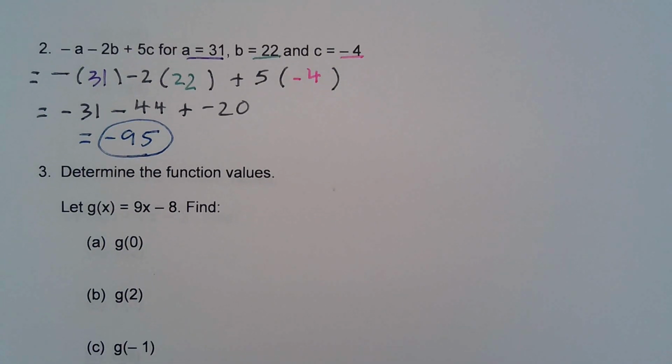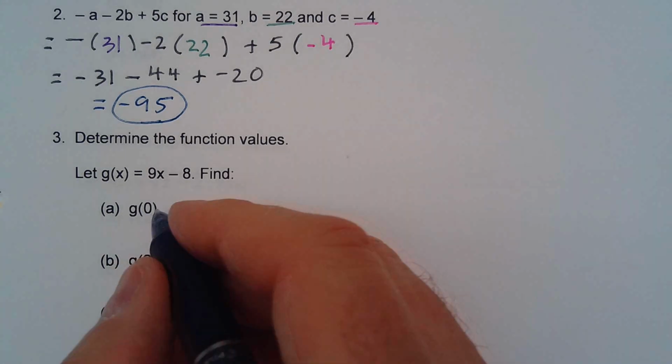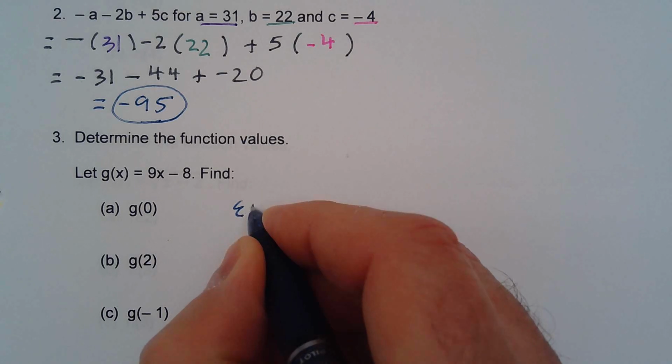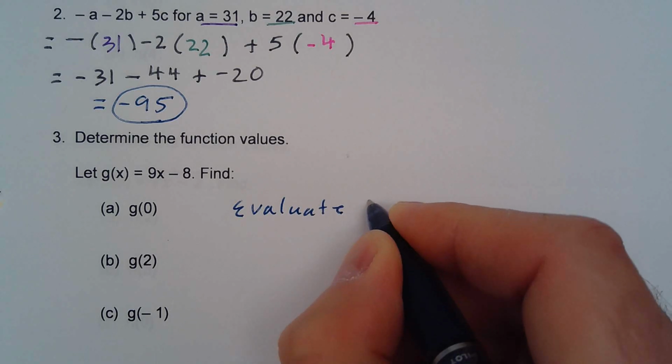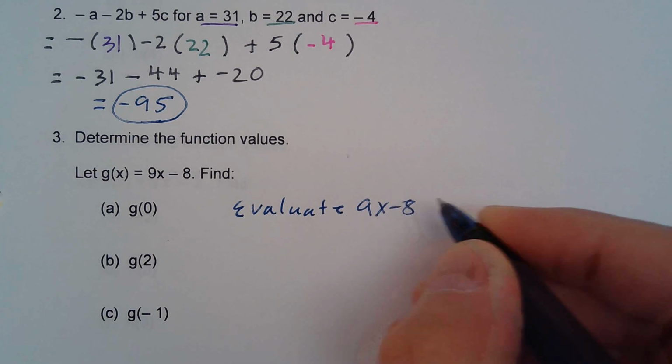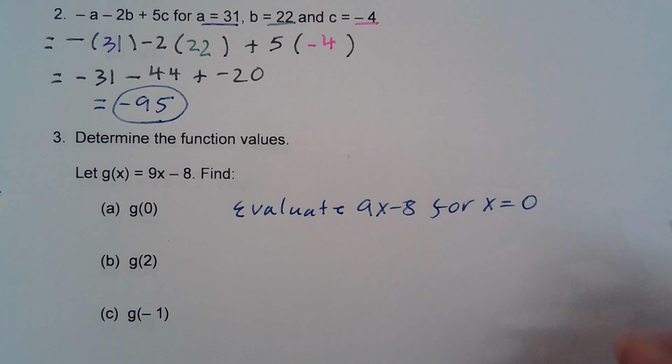Now, when working with our relations, a special type of which are called functions, you might be asked to determine the function values. It really means to do exactly the same thing we just did. This problem here means evaluate 9x minus 8 for x equals 0.